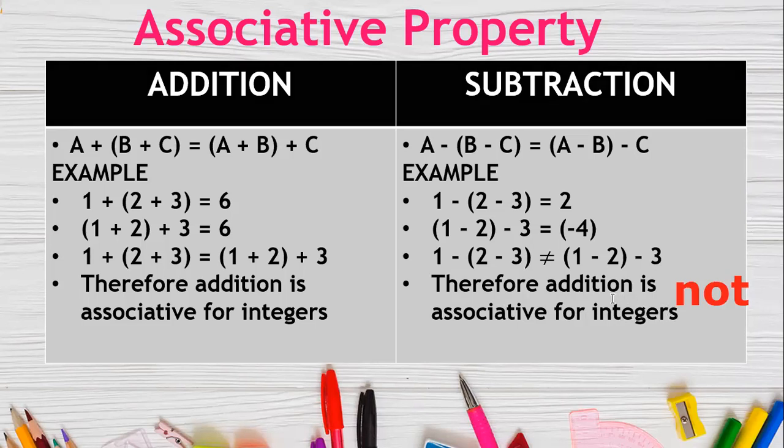So, we summarize that only closure property is applicable for subtraction, while closure, associative, and commutative are applicable in the case of addition.